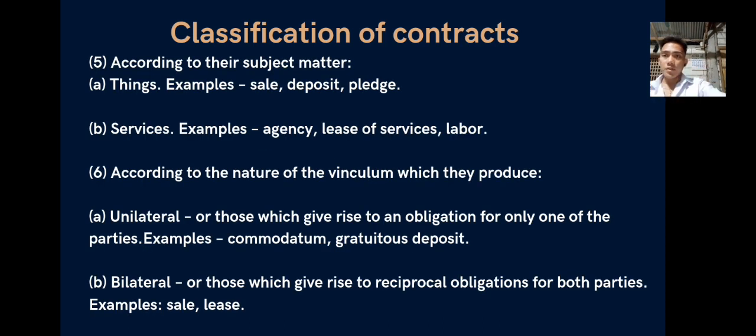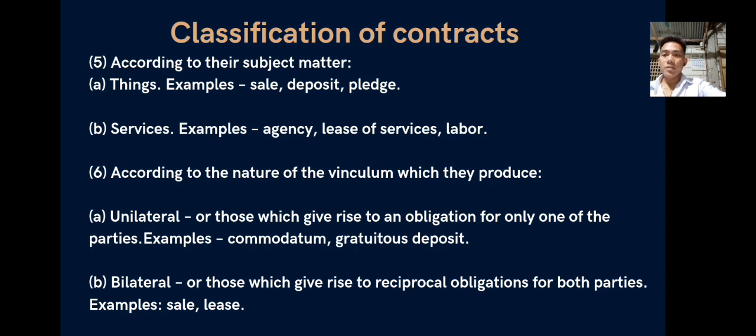This is the fifth classification of contracts, according to their subject matter. First, things. Examples are sales, deposit, or pledge. Second, services. Examples are the agency, lease of services, and labor. And the sixth classification of contract is according to the nature of the obligations which they produce. First, unilateral, or those which give rise to an obligation for only one of the parties. Examples are the comodatum and the gratuitous deposit.